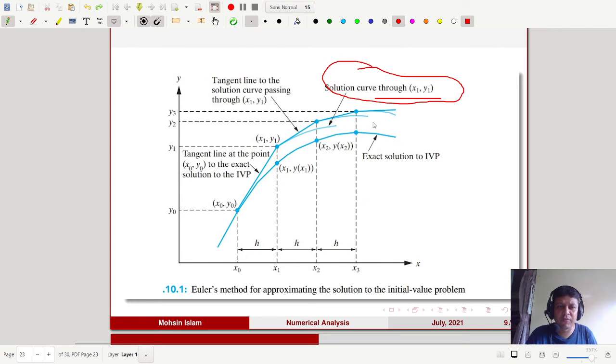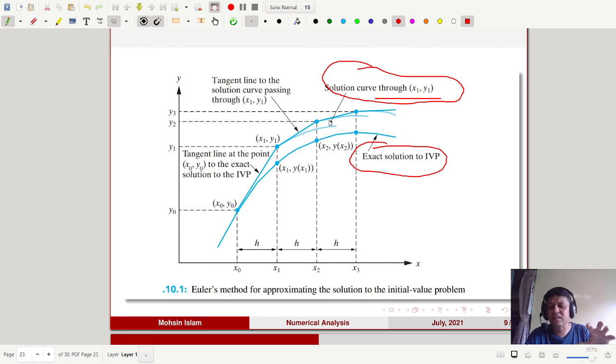So it's away from the exact solution to the IVP. Look at that. This is the exact solution to the initial value problem. But here you see the graph is actually away, and you have a series of tangent lines. You draw the tangent lines, then the curve. So you are getting a new solution curve, and the new solution curve is away from the exact solution. So this is the clear picture of Euler's method of approximating the solution to the initial value problem.